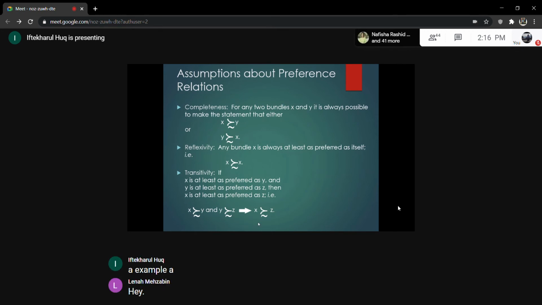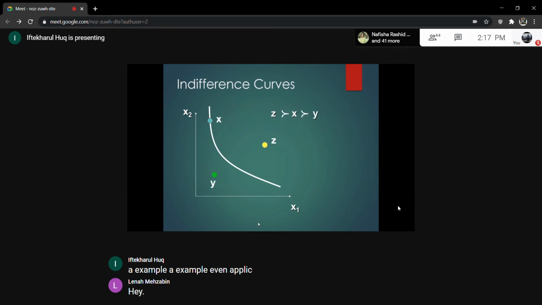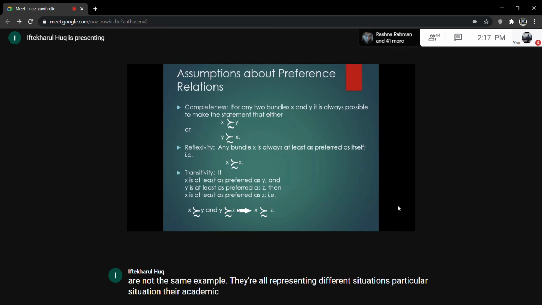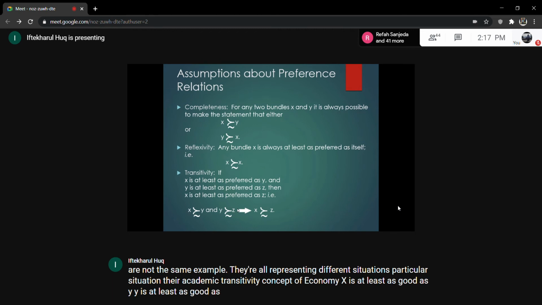এই এক্সাম্পল এবং আপনাদেরকে আমি ডায়াগ্রামে যে এক্সাম্পল দিলাম, দে আর নট দ্য সেম এক্সাম্পল। আমি এখন পুরো লেকচারে যতবারই এক্স ওয়াই জেড বলবো, দে আর অল রিপ্রেজেন্টিং ডিফারেন্ট সিচুয়েশন। এখানে একটা পার্টিকুলার সিচুয়েশন দিয়ে আপনাকে আমি ট্রানজিটিভিটির কনসেপ্টটা বুঝালাম, যেখানে আমি বললাম যে এক্স ইজ অ্যাট লিস্ট অ্যাজ গুড অ্যাজ ওয়াই, ওয়াই ইজ অ্যাট লিস্ট অ্যাজ গুড অ্যাজ জেড, তাহলে এক্স শুড বি অ্যাট লিস্ট অ্যাজ গুড অ্যাজ জেড। দ্যাট ইজ জাস্ট দিস এক্সাম্পল.